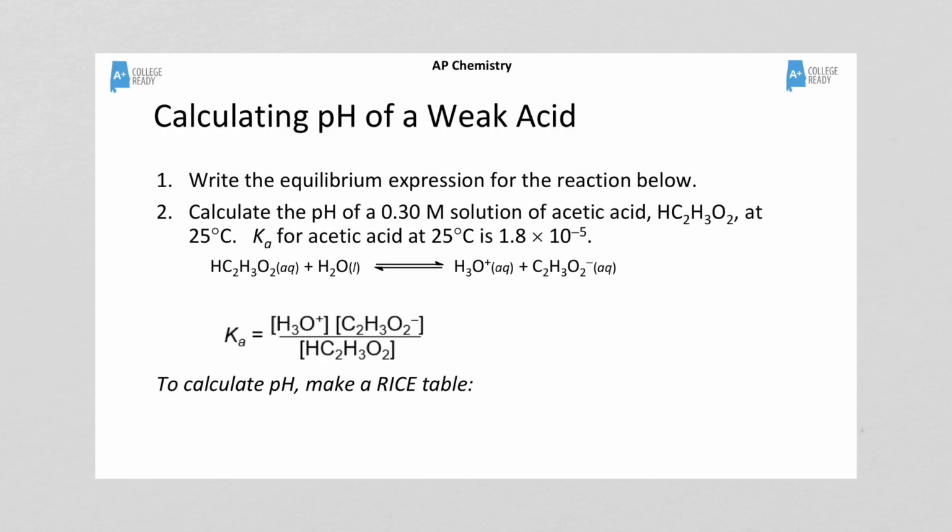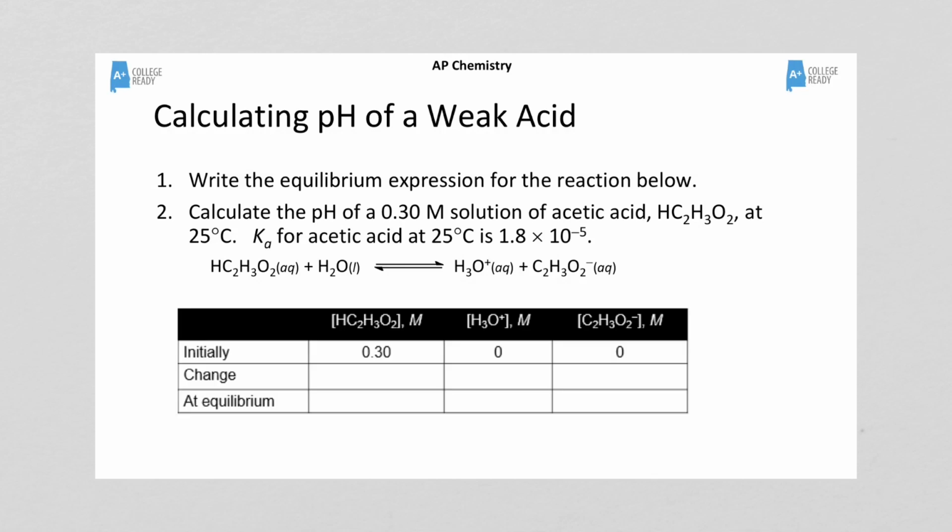So we set that up, and then to calculate the pH, we need to set up a RICE table. So again, we have our reactants, and I've already filled in the initial line. Initially, we know that we're starting off with this 0.3 molar solution of acetic acid. There's nothing mentioned about the hydronium ion or the acetate ion, so those are assumed to be 0. So now we need to think about the change line.